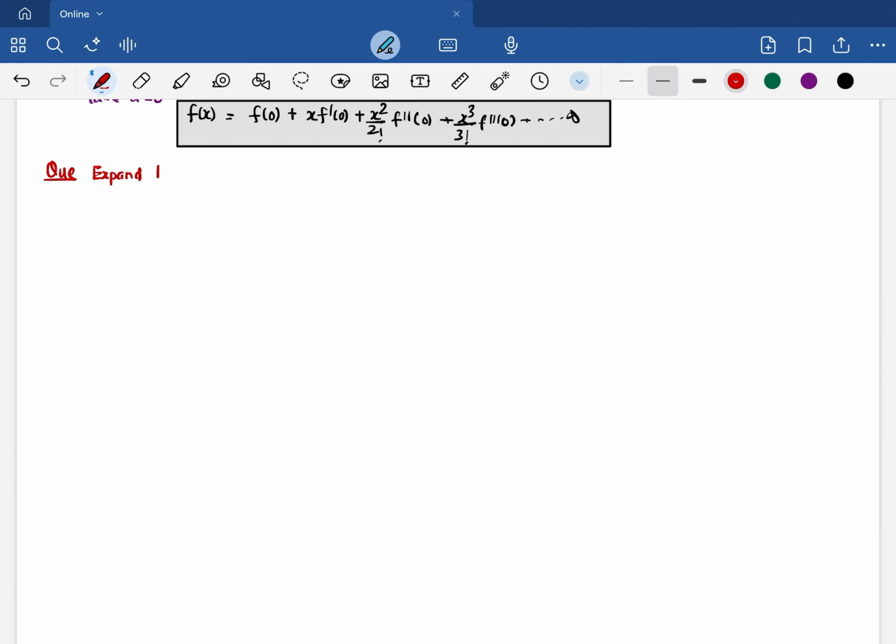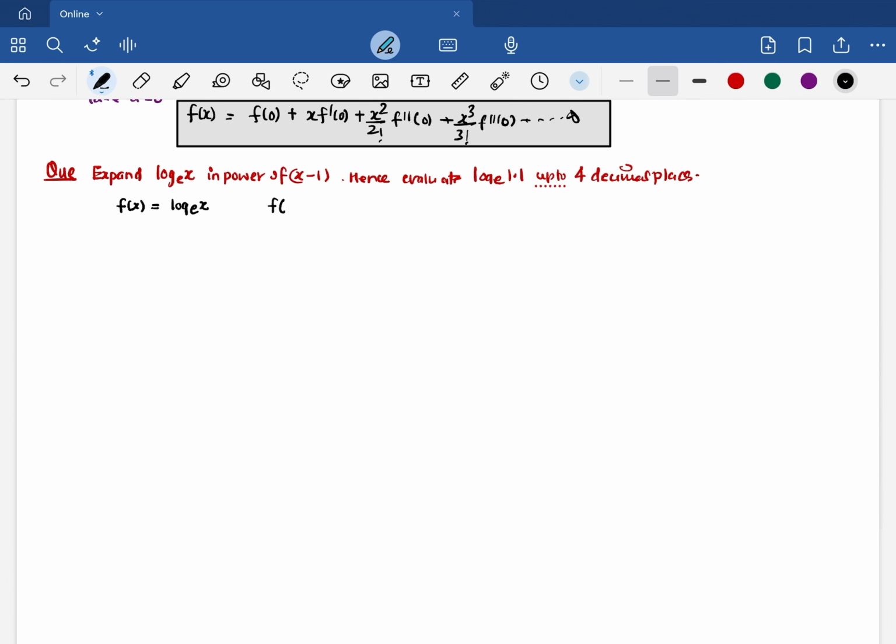Expand log of x in power of x minus 1, hence evaluate log e 1.1 up to 4 decimal places. Okay, how do we solve this thing? So let's first consider f of x. What is f of x? Log of x.